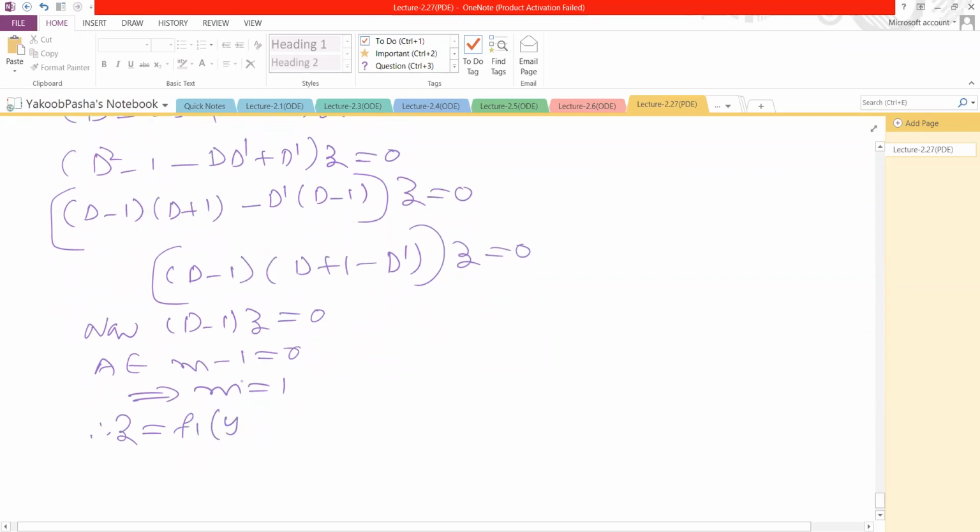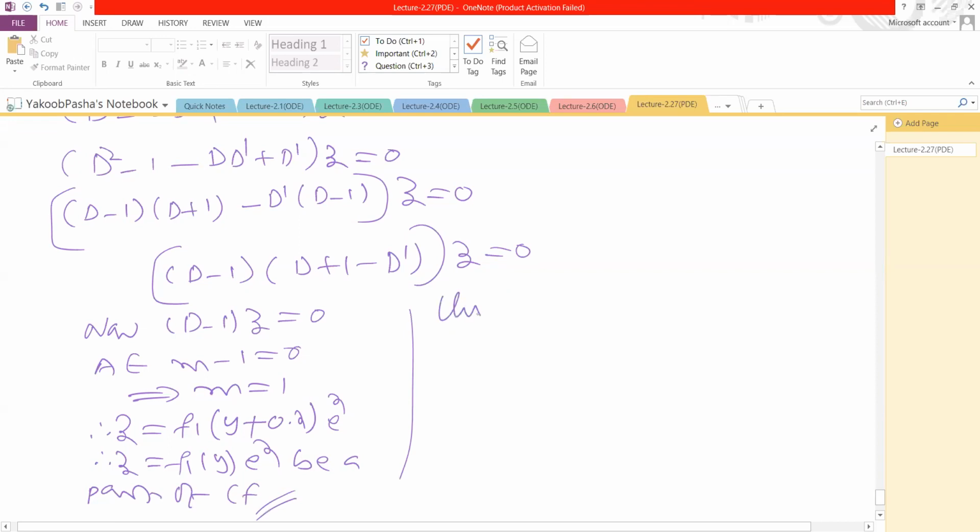F1 of y, d dash coefficient of d is 0. So plus 0 into x, e to the power of x. That is, z equal to f1 of y into e to the power of x, be a part of complementary function. Okay.